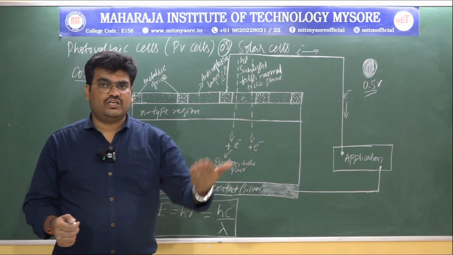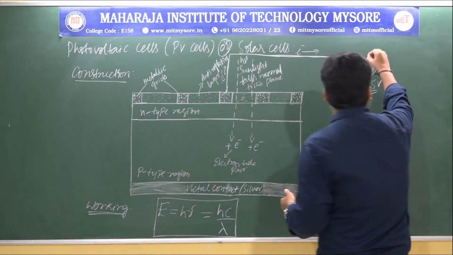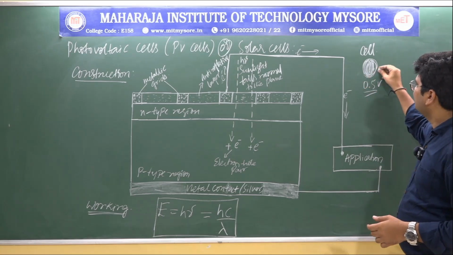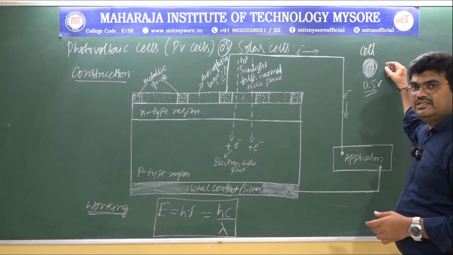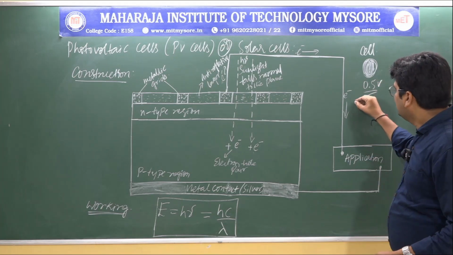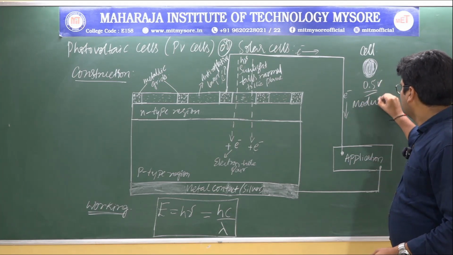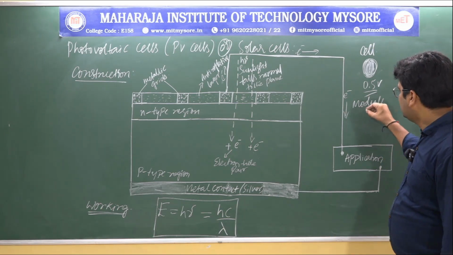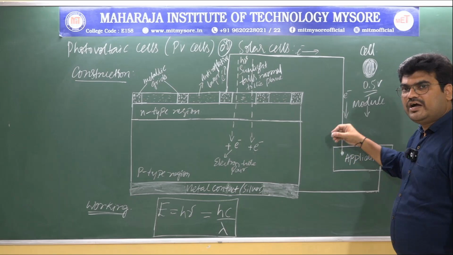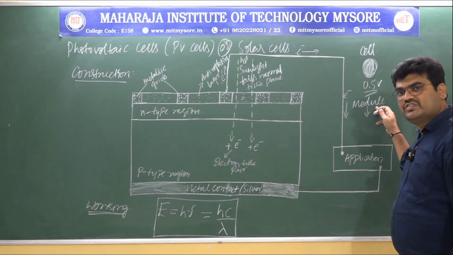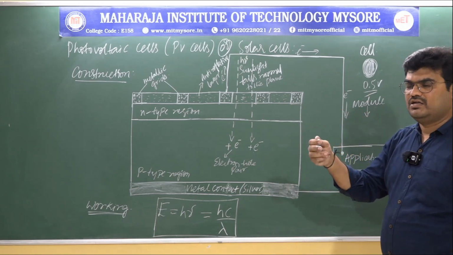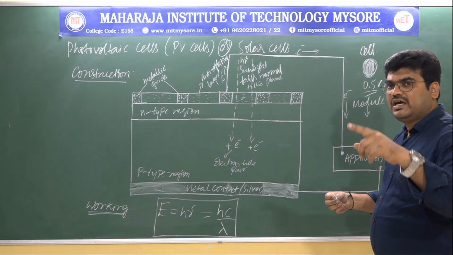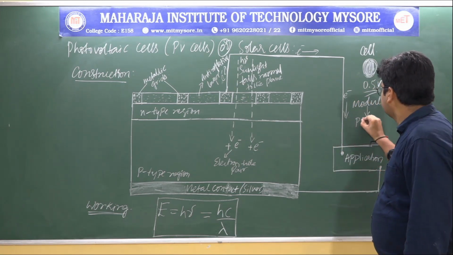If more energy is required, this is called a cell, and if 36 such cells are connected either in series or parallel, you get a module. This module is the basic building block for the generation of electric current. If more energy is required, you have to connect 4 or 5 such modules, either in series or parallel, and they are called panels.